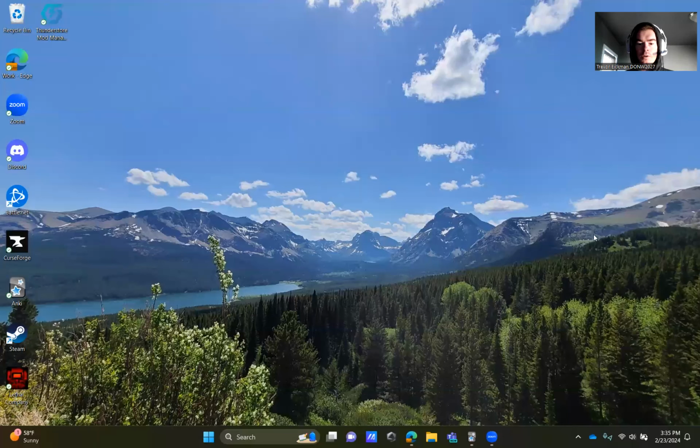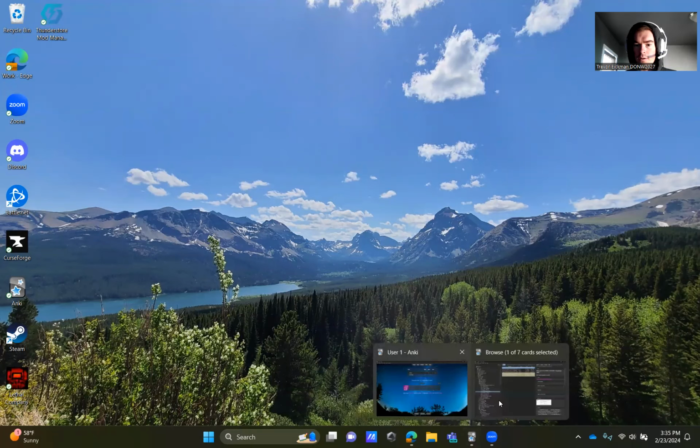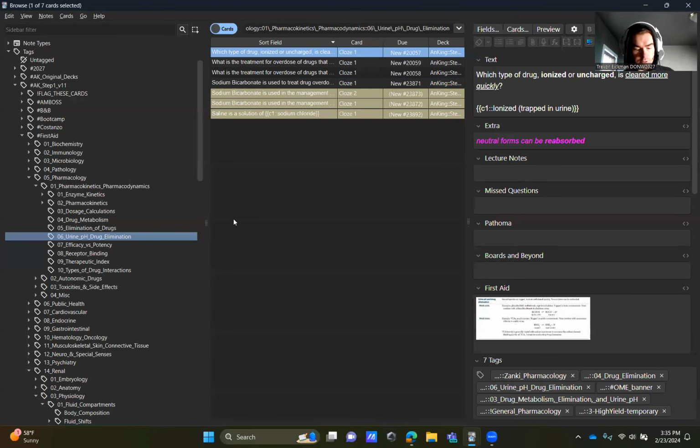This one hopefully a little shorter than yesterday's, as I did a look at the cards fresh after lecture. So, starting off with the pharmacodynamics or pharmacokinetics lecture this morning, talking about drug elimination. There's only just these 4 cards I found that would be beneficial.